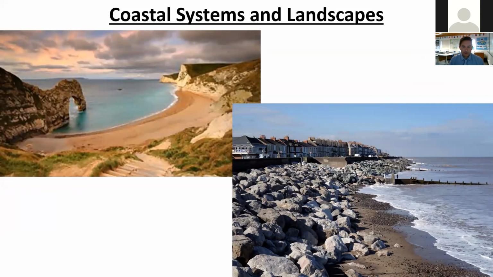The coastal systems and landscapes topic, this contains the traditional physical coastal landforms that you would again learn about at GCSE: caves, arches, stacks and stumps, spits, bars, offshore bars, all those types of landforms. But it also contains information on other land formations such as salt marshes, sand dune formation, and some other ones as well that you wouldn't have done at GCSE.